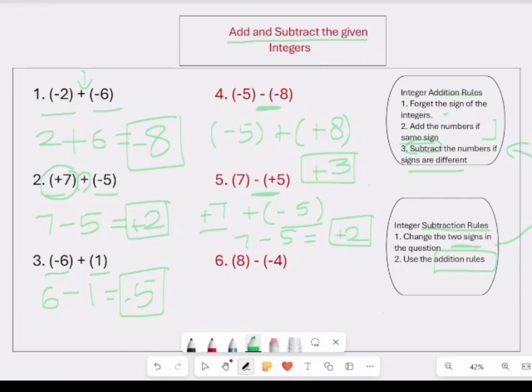We use the sign of the larger number, which is 7, and we use the positive sign here. Here we have one more question. +8, we have to flip these two signs, positive and +4. We are adding two integers that carry the same sign, so we just add them and we use the positive sign, so we have +12 as the answer.